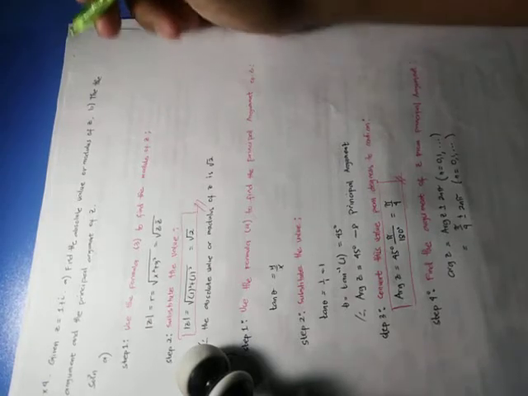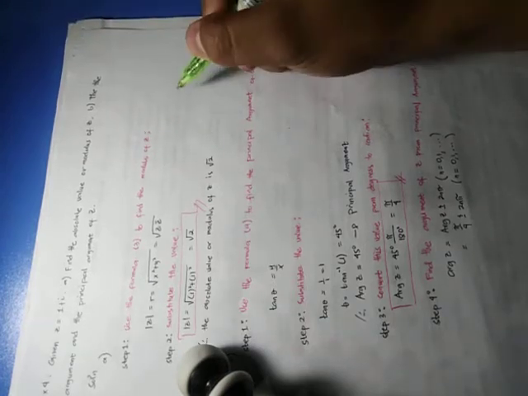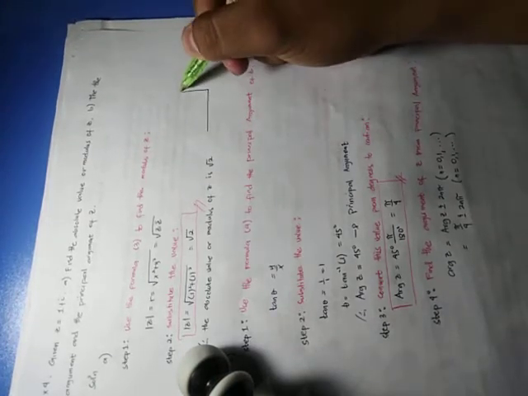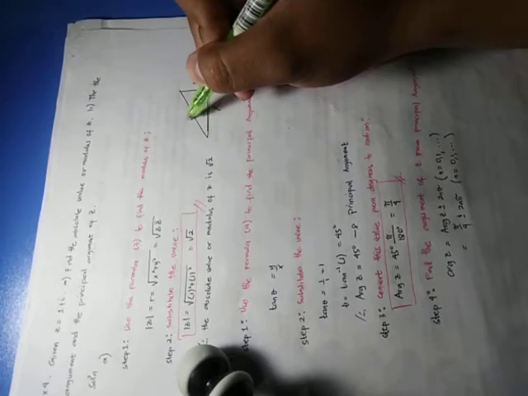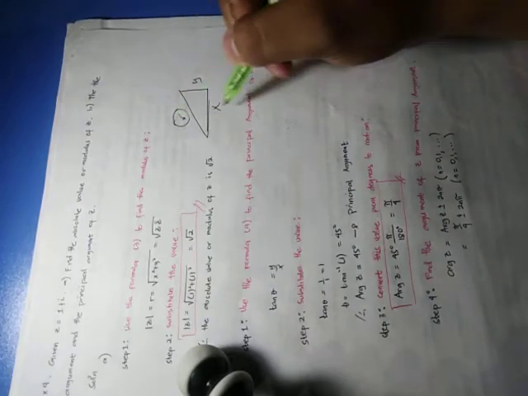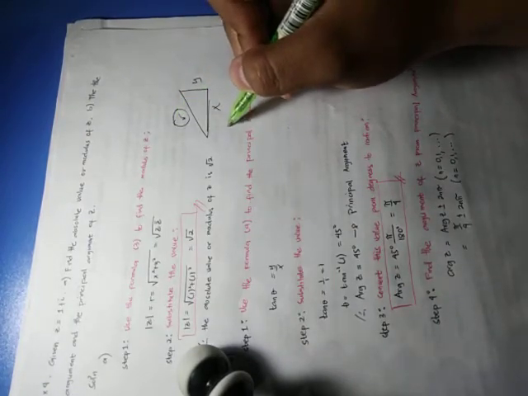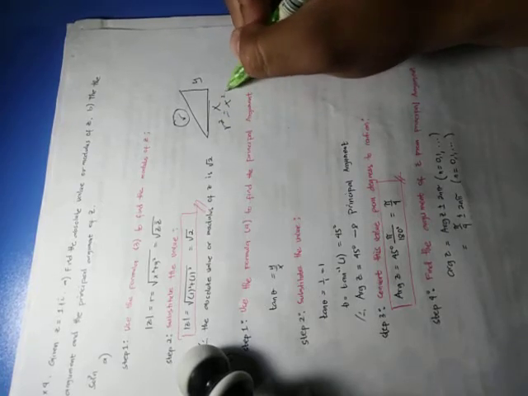What do you mean by modulus? Modulus or absolute value is from our algebra. Yan yung tinatawag nating radius. Kung meron tayong triangle, for example, x and y, tinatawag nating radius is ito. So, makukuha natin tong radius na to by using the Pythagorean theorem. The Pythagorean theorem states that r squared is equal to x squared plus y squared.